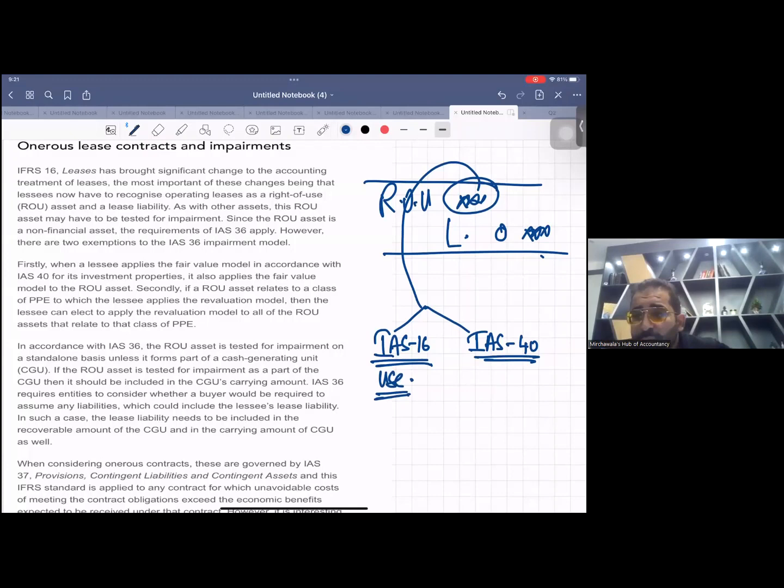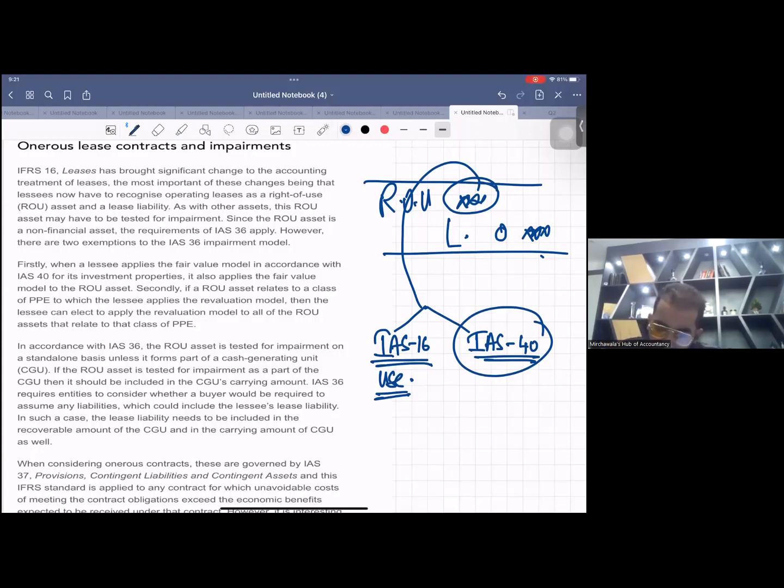But now, today, you bought a property on lease, and you started giving it on rent. Now you are earning rental income from that property. So when you are earning rental income from that property, you have to apply IAS 40 on it. You know that whenever you earn rental income from any property, you apply IAS 40. So both of these things are possible.